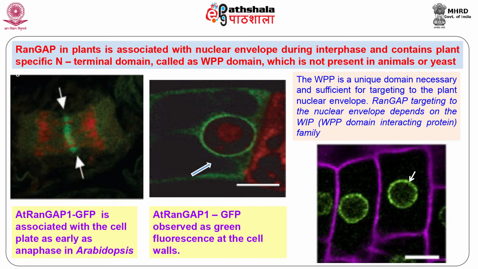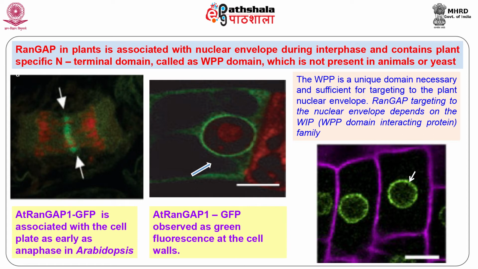WPP domain interacting protein 1, that is WIP1, binds RAN-GAP as well as WPP domain. These WIPs target RAN-GAP to the nuclear envelope. The white arrow in the last photograph shows you targeting of RAN-GAP to nuclear envelope, so that the envelope shows more fluorescence due to concentration of RAN-GAP.